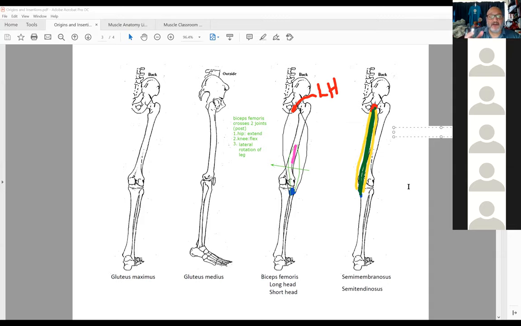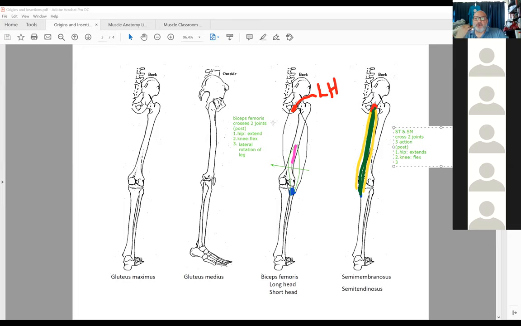Because our muscle group has to be similar in their actions, you'll notice that both the semitendinosus and the semimembranosus have the same actions. They also cross the same two joints, and they also have three actions. And it is also a posterior muscle. So, being a posterior muscle, action one on the hip: what does a posterior muscle do to the hip? Extension. Excellent. What does a posterior muscle do to the knee? Flexes, excellent.